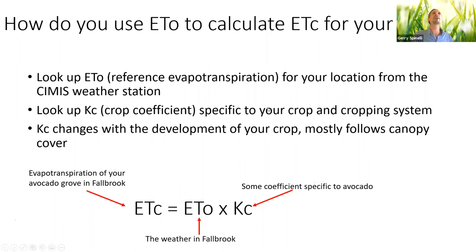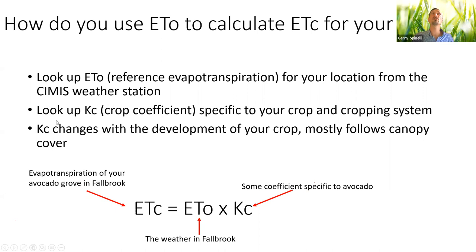So how do we use this game? Say that I'm in Fallbrook and I have my avocado grove and I want to calculate my ETc, my crop evapotranspiration, to decide how much to irrigate. So I look up reference ET, I look up my Kc, and I multiply the two. I get reference ET from the weather station, I get my Kc from a book, or I call Gerry or another farm advisor for avocado. I call Sonia Rios. She tells me. I multiply by the ETo that I got from CIMIS. Now I get my ETc that tells me both about my location and about my crop.